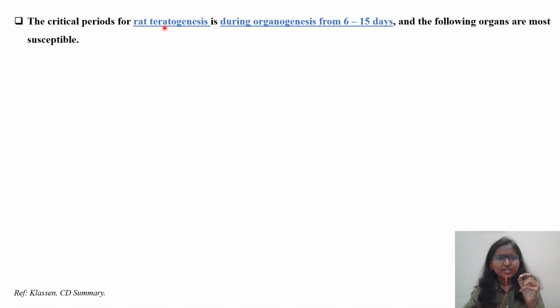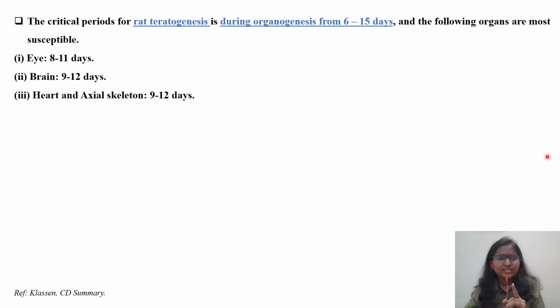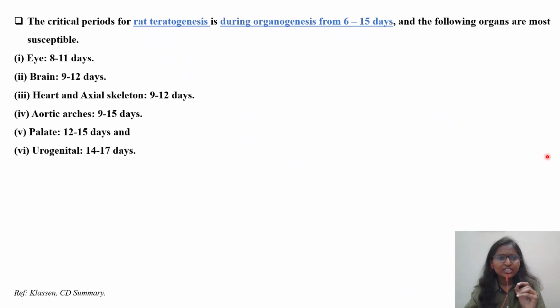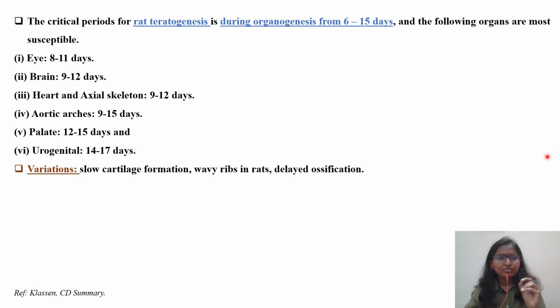The critical period for rat teratogenesis is during organogenesis, from day 6 to 15. So for rat, the organogenesis period is 6 to 15, you have to remember. And the following organs are most susceptible. What are those organs? Eye 8 to 11 days, brain 9 to 12 days, heart and axial skeleton 9 to 12 days, aortic arches 9 to 15 days, palate, the hard palate and cleft palate is very important, 12 to 15 days, urogenital 14 to 17 days.